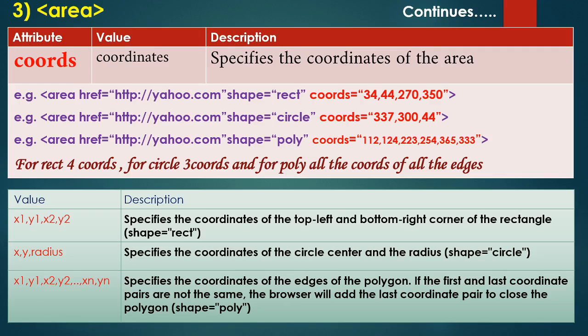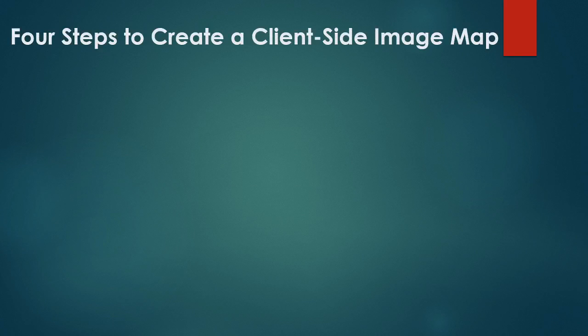Okay, so we will see the next slide, that is 4 steps to create client side image mapping. Very simply, I have given here 4 steps. Just follow these 4 steps and your image mapping is ready. What are they? First, you have to select one image.